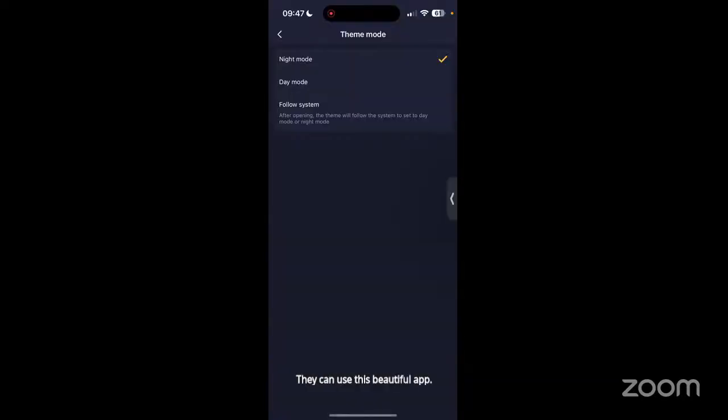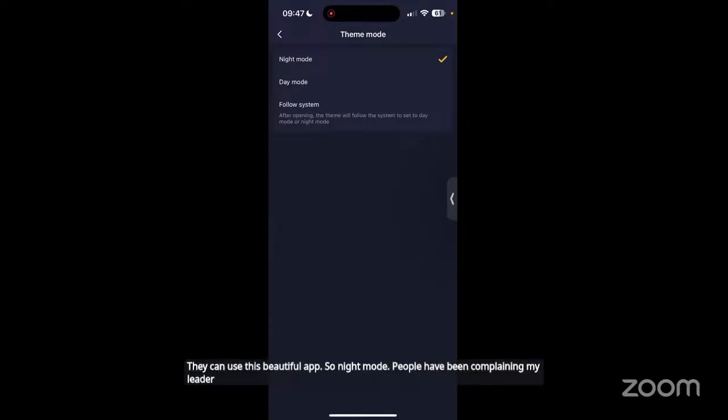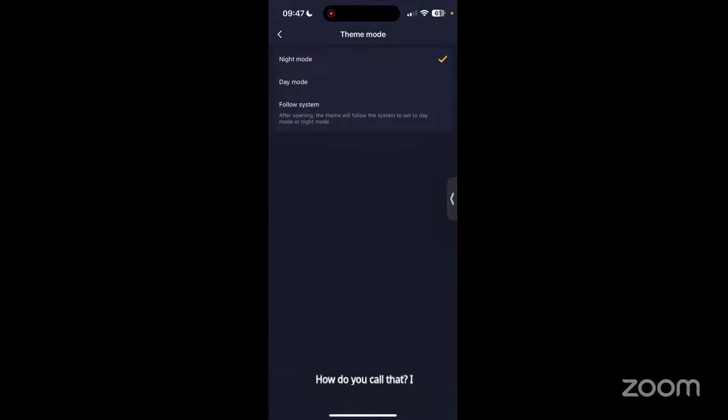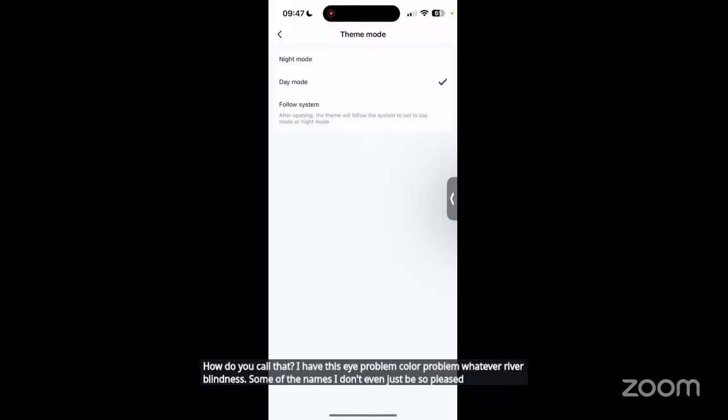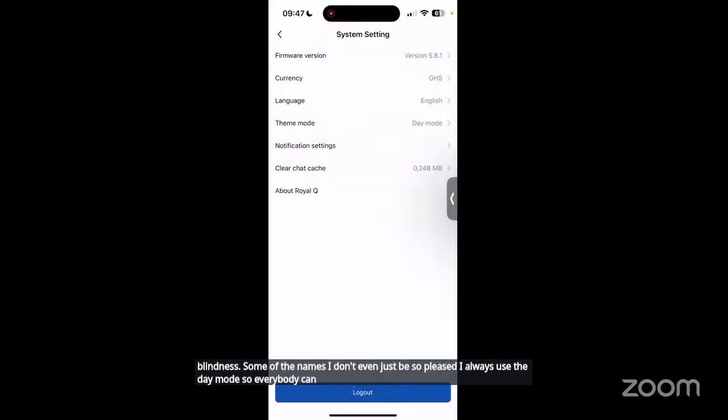So night mode. People have been complaining, "My leader, my eyes." I have this eye problem, color problem, whatever, river blindness. Some of the names I don't even know. So please, I always use the day mode so everybody can see. I don't want anybody to complain. Okay. So you can also change it, but I learned it's only for iPhone users.